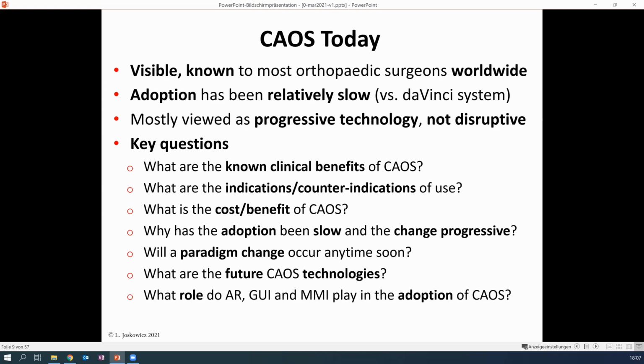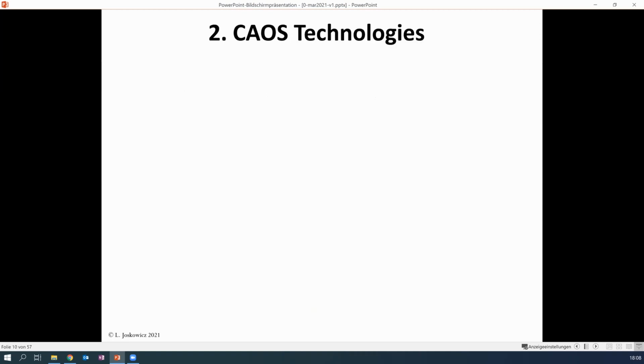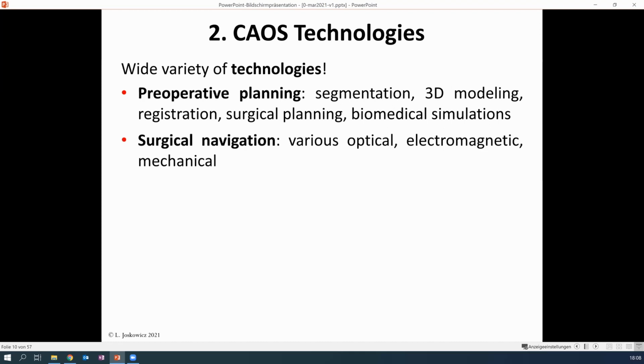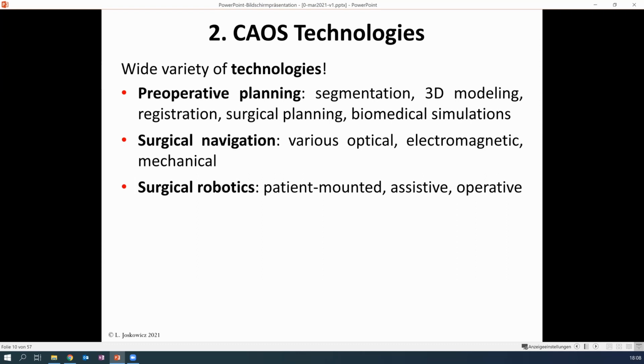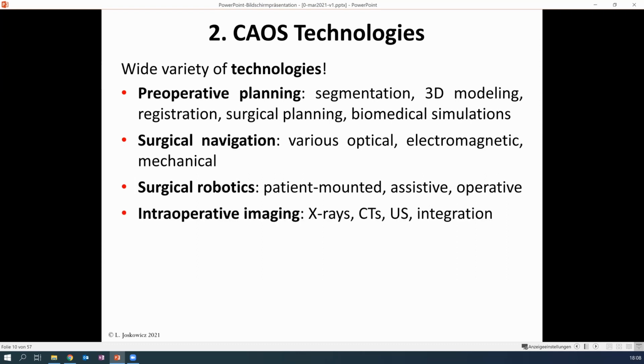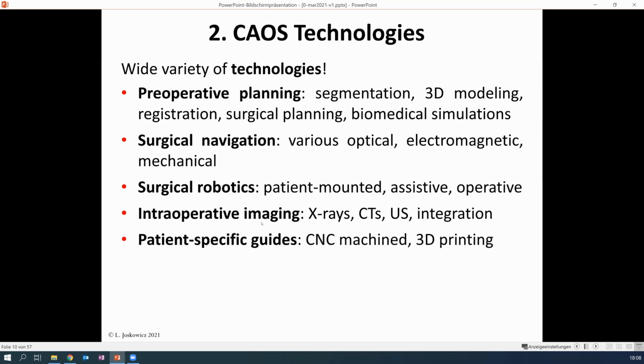And what is the future? And of course, the role of augmented reality and different types of displays in the adoption of CAOS. This last issue, I think, is very important. Of course, like any interesting question, there are no simple answers, so it's a combination of these. If we just look at the different technologies, we have seen already sufficient examples of the main groups: the preoperative planning, the different types of navigation and robotics, the imaging, which is an important part of allowing this to happen, and the guides.